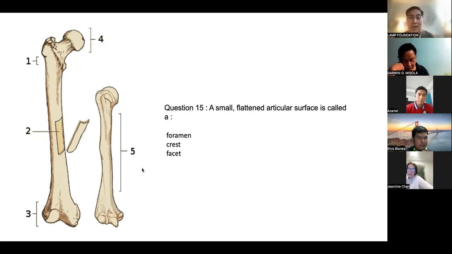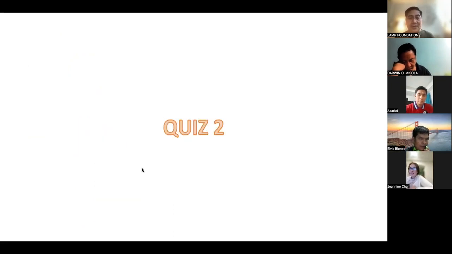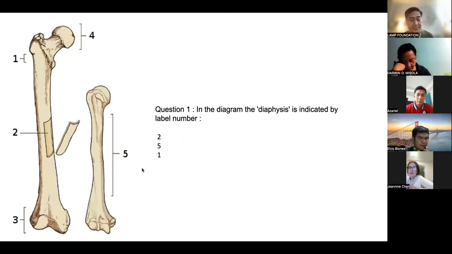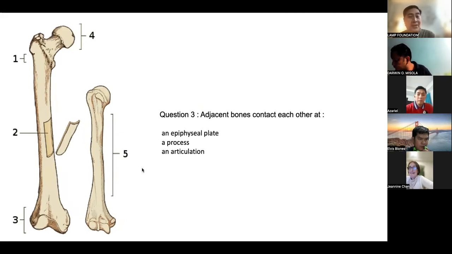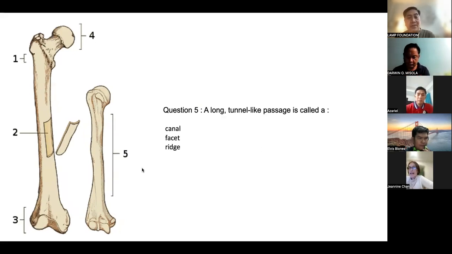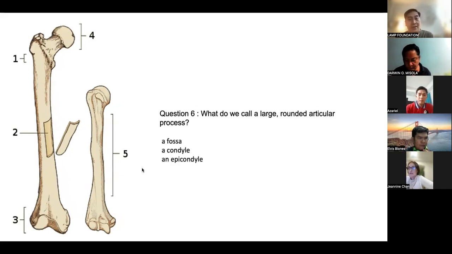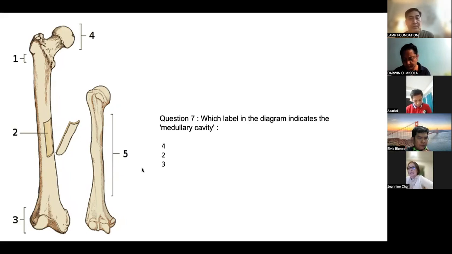Let's go to Baguio, Ma'am Janine. Yes, good evening. In the diagram, the diaphysis is indicated by label number 5. A projection that contacts an adjacent bone is called an articular process. Adjacent bones contact each other at an articulation. In the diagram, the metaphysis is indicated by label number 1. A long tunnel-like passage is called a canal. What do we call a large, rounded articular process? A condyle.